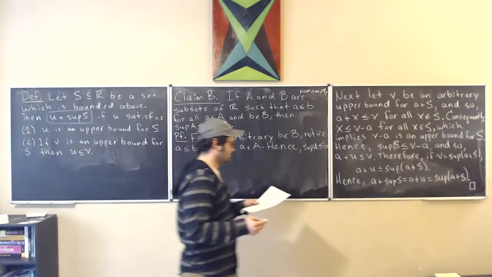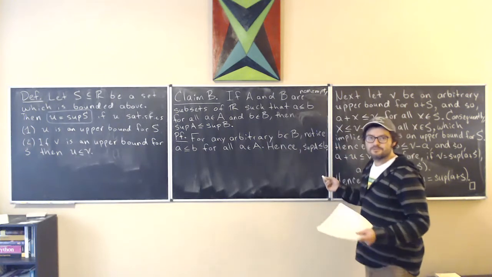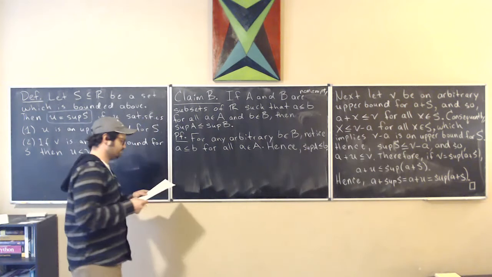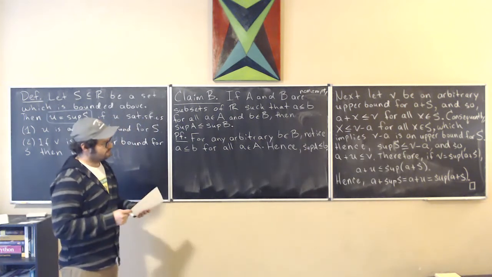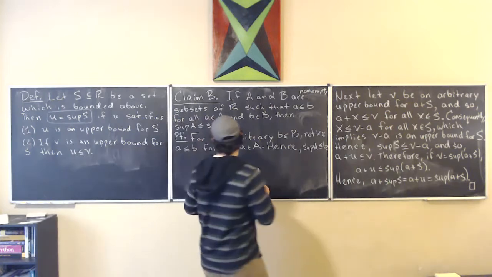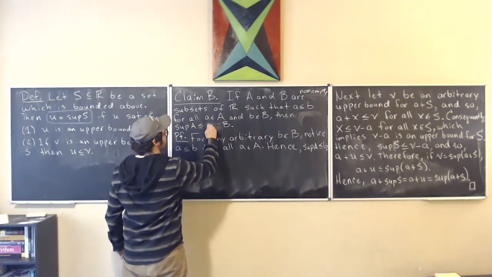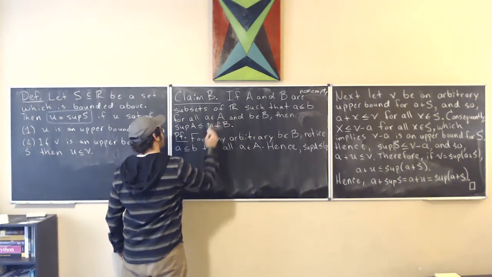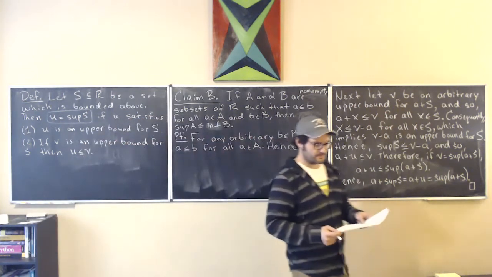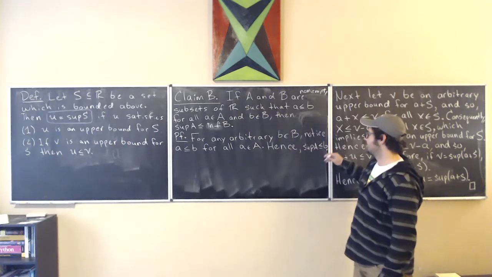Now, this inequality holds for any choice of b, right? Oh, I almost really messed up. I was like, this doesn't make sense. This should be the infimum of B, the greatest lower bound. I apologize for that. Okay, so hence the supremum of A is at most b for any b that we choose.